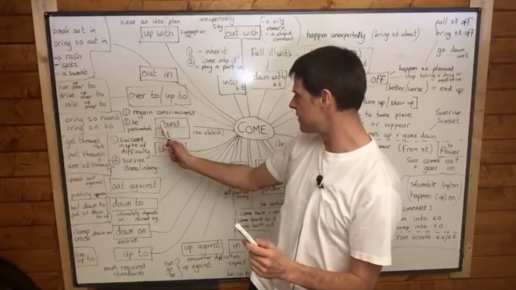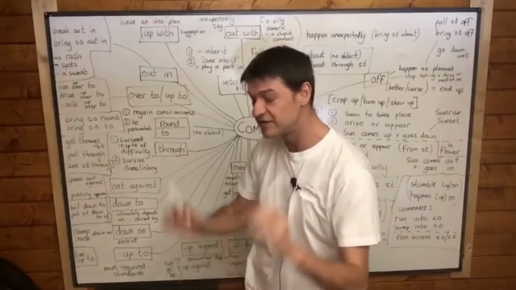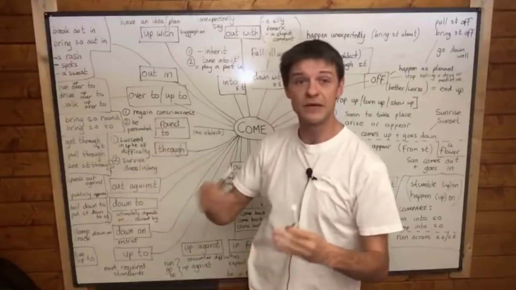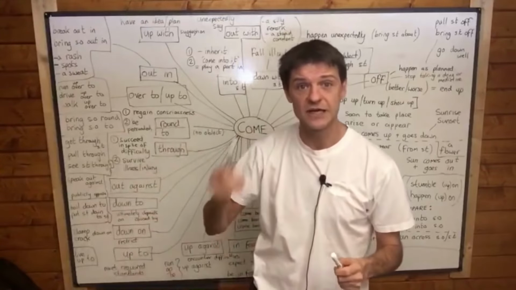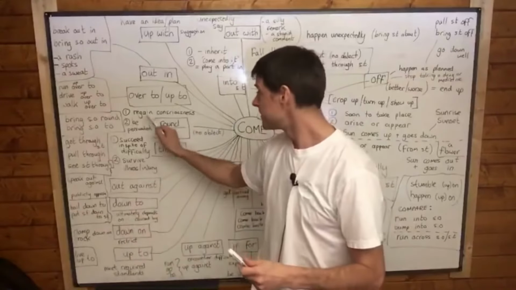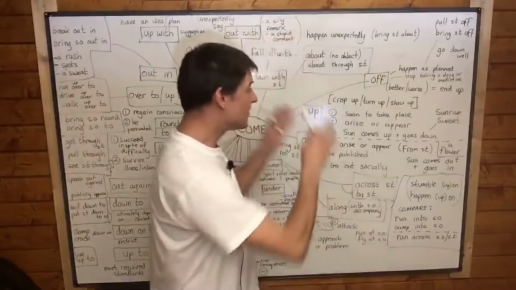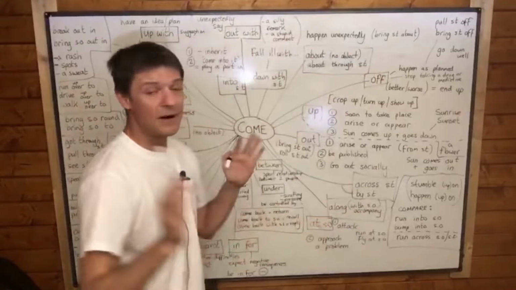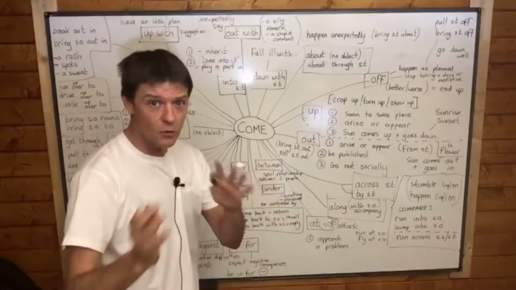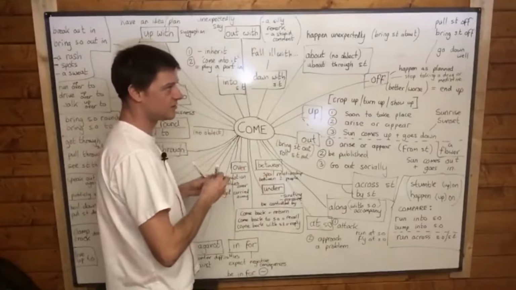You have come round and come to, meaning regain consciousness or be persuaded, but you also have bring someone round and bring someone to. And they both mean regain consciousness or be persuaded. So there are loads where bring and come are very similar. So it's well worth remembering that. It will help you remember several different phrasal verbs.